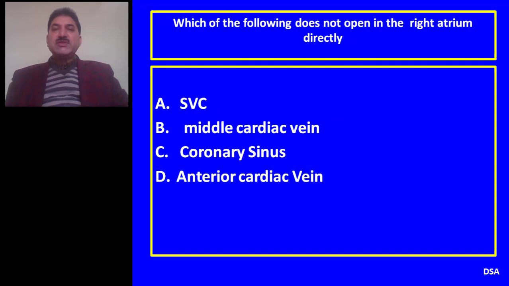Which of the following does not open in the right atrium directly? A. Superior vena cava, B. middle cardiac vein, C. coronary sinus, D. anterior cardiac vein. Middle cardiac vein is a tributary of coronary sinus. It does not open directly into the right atrium.